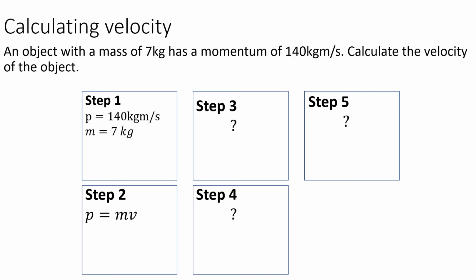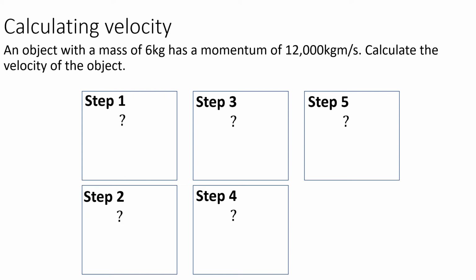Next question. An object with a mass of 7 kilograms has a momentum of 140 kilogram meters per second. Calculate the velocity of the object. Copy down steps 1 and 2 and complete step 3, which is to substitute in the numbers, step 4, which is to make v the subject of the formula, and step 5, which is to write down the answer with correct units.